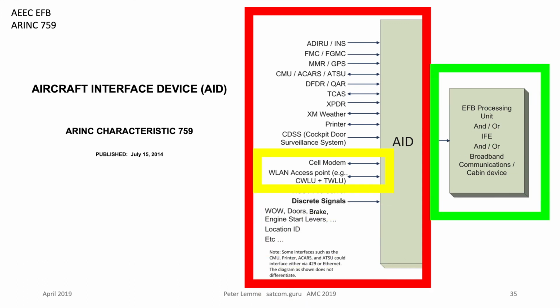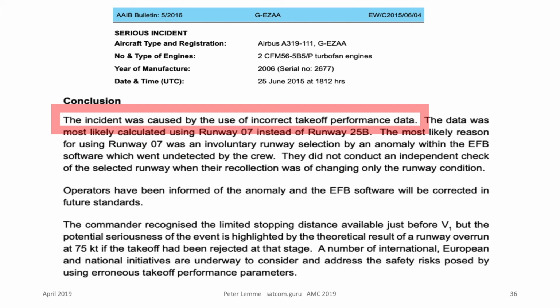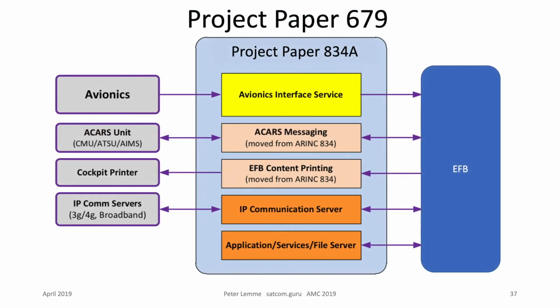We've already seen in the past that EFB data can endanger the aircraft. In this case, it was a takeoff performance requirement that came down. So it's serious stuff we have to pay attention to. I'm glad to say that I don't see a lot of these reports in the marketplace, so it's standing up well. Going forward, we're trying to perhaps move some of that application support into servers on board the aircraft. This is work that's ongoing now within the AWC. You can see two project papers, 679 and 834A, that are trying to get into that.